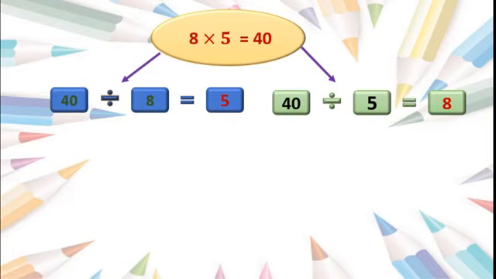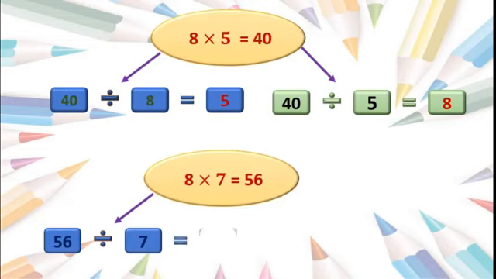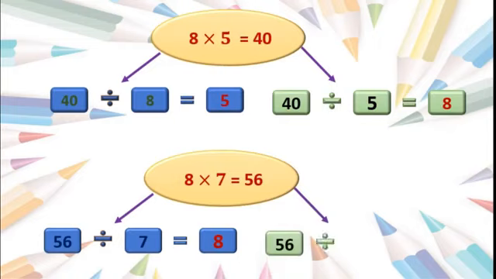Right? One more example we will take. 8 7s are 56. Okay, we will take 56 divided by 7 is equal to 8. We know now the same three numbers repeat but the order changes, isn't it? Here 56 divided by 8 is equal to 7 because 8 7s are 56, isn't it?